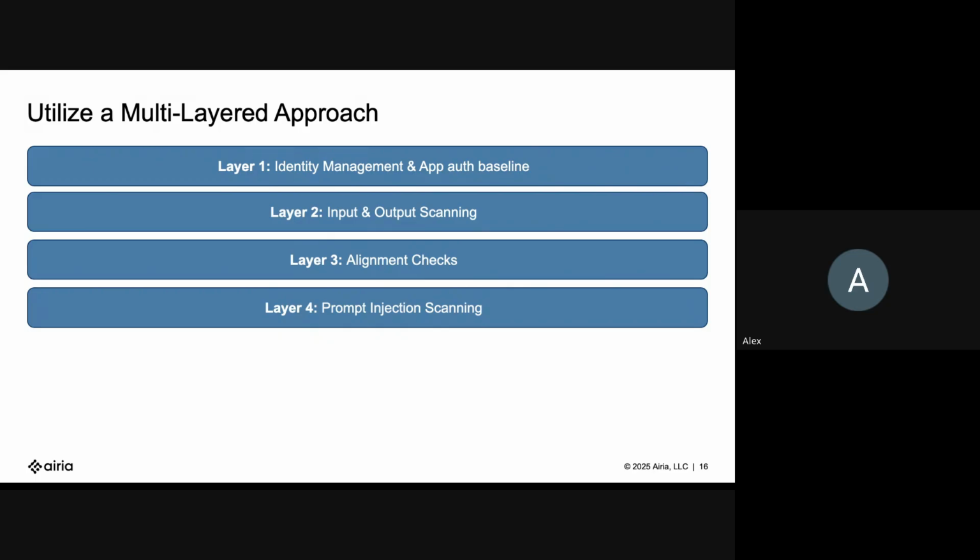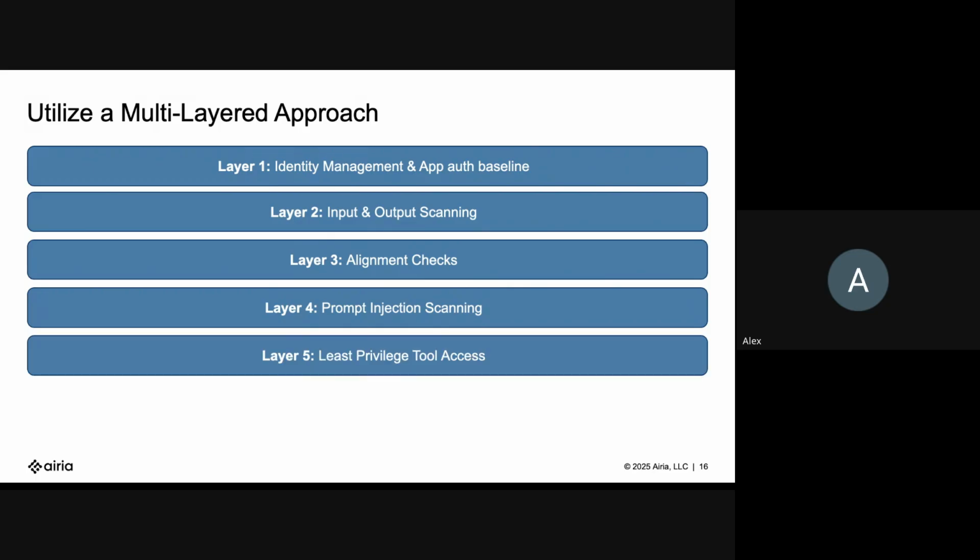Prompt injection. So again, making sure that somebody is not directly or indirectly trying to subvert the behavior of the agent or the LLM and the prompting instruction you've given it.